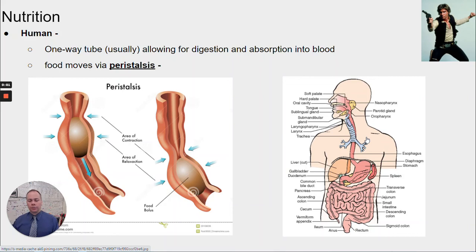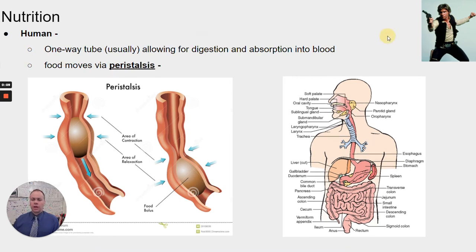In our next topic, we're going to be talking about nutrition, focusing on the human digestive system. Because humans are heterotrophs, we have to consume other organisms in order to obtain energy. And when we do consume foods, they're typically in complex, large molecules. They're carbohydrates and fats and proteins.